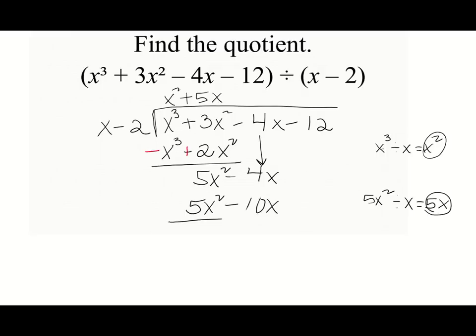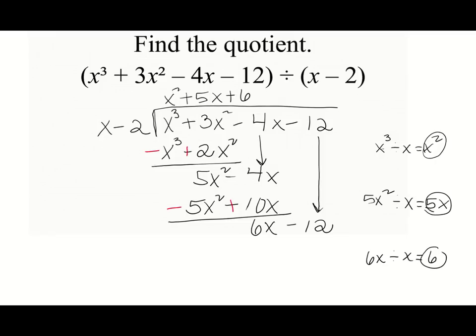Now I want to subtract, so I draw my line, change my signs. 5x squared minus 5x squared cancels, which is what we're looking for, and negative 4 plus 10x is 6x. I bring down my last term, and I use my first term out in front, so 6x divided by x. 6 divided by 1 is 6. x divided by x is no x's, so the x goes away and it's just 6.